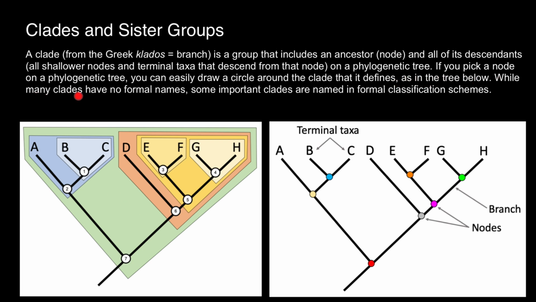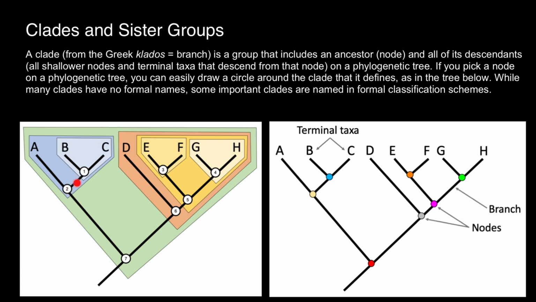While many clades have no formal names, some important clades are named in formal classification schemes. So take a look at this phylogenetic tree and let's talk about clades. Let's take, for example, node number 1. The clade would include all its descendants, which is species B and C, or taxon B and C.